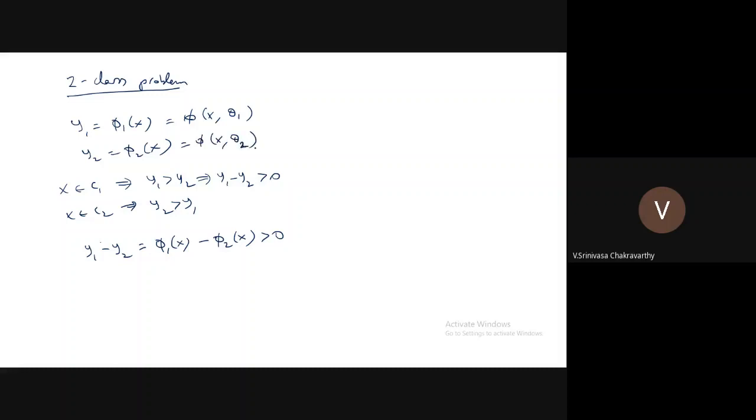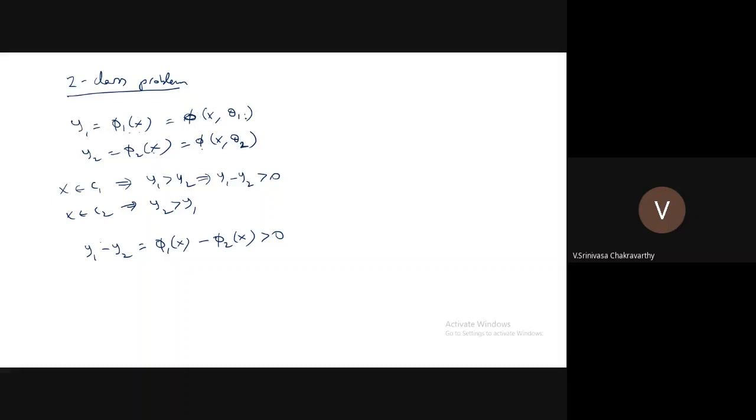What's the difference here between phi1 of x and phi of x comma theta 1? In the earlier case, phi1 of x and phi2 of x are totally different functions. That's what we assumed initially. Now we are saying both are from the same family of functions. The only difference is in the parameter values. For the first one, phi1 of x, it is phi of x comma theta 1, the set of parameters. For the second one, it is phi of x and theta 2, a different set of parameters. So I'm taking the same family of functions.